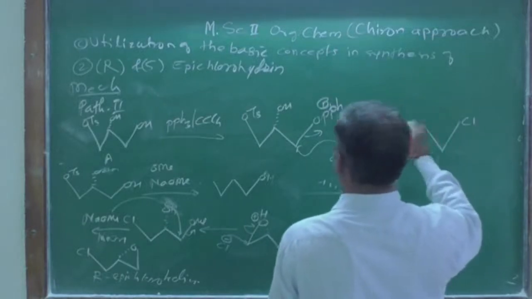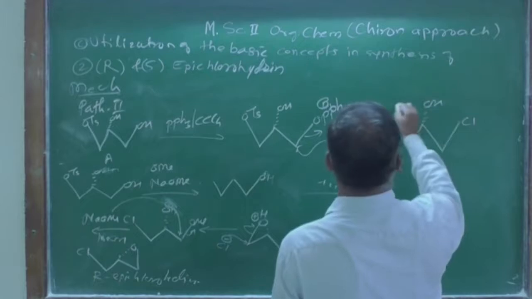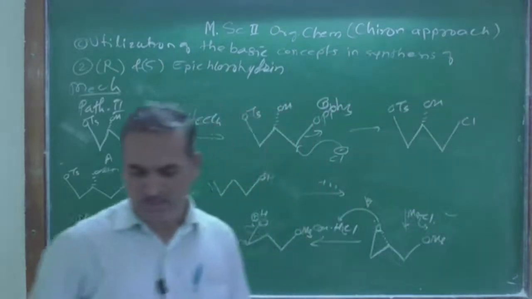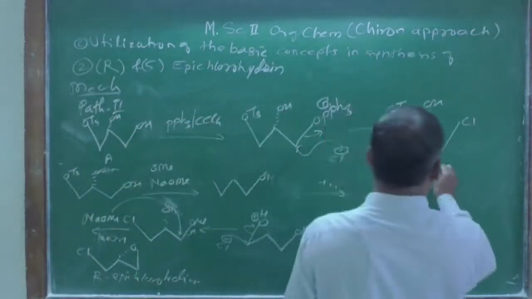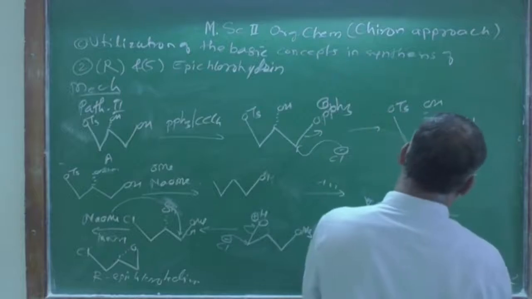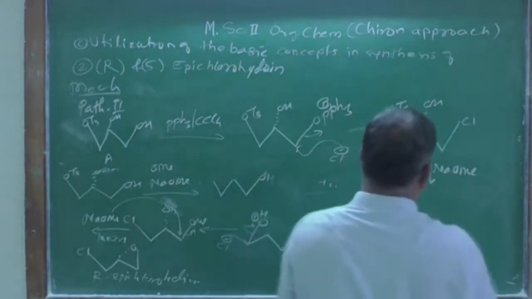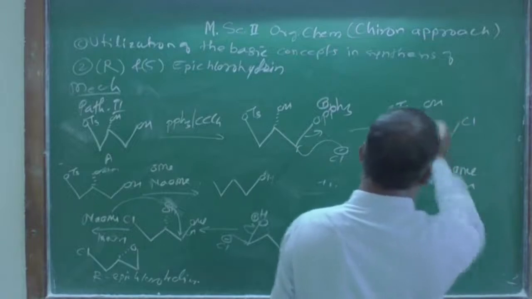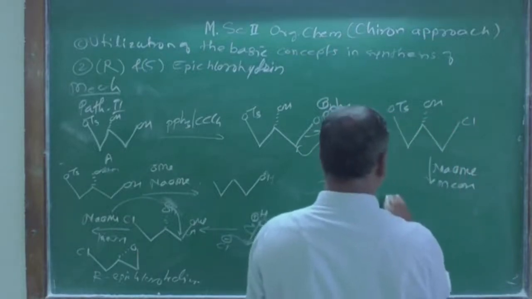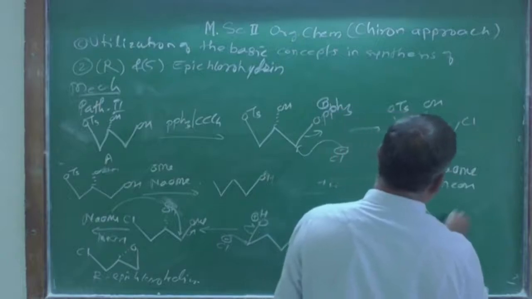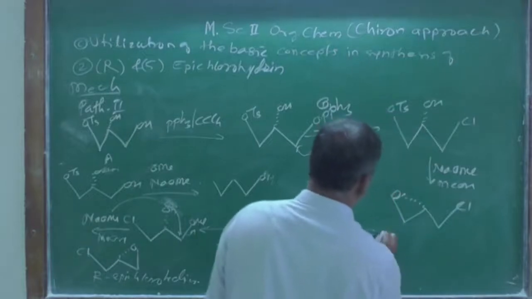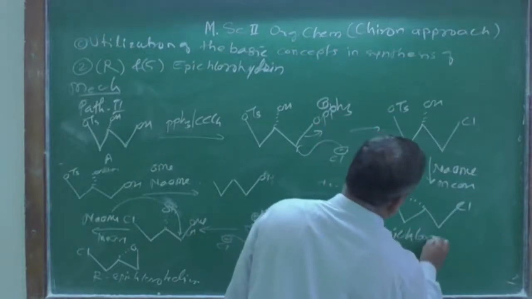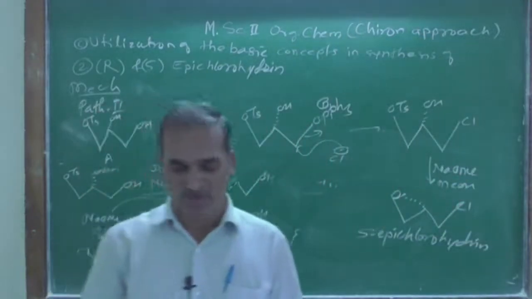Here is a Cl, now this hydrogen, OH and OTs, right, and this is further treated with sodium methoxide in presence of methanol, MeOH, and what you are going to get? You are going to get this type of compound over there, Cl. This is an epoxide you are going to get. This is the epichlorohydrin. So in this way we have completed.